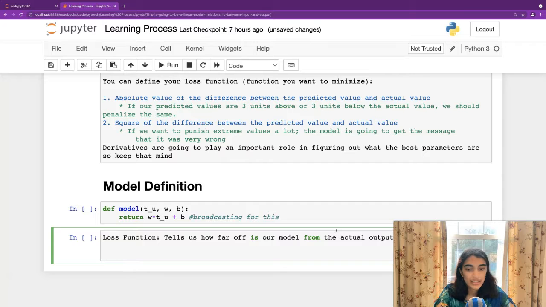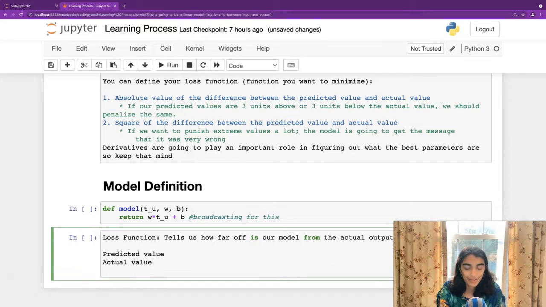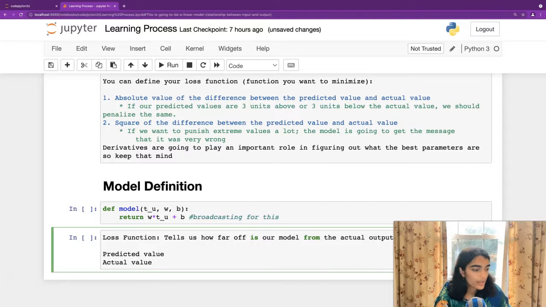We need these to be parameters, because the loss function is based on the difference between the two, right? So we need a way to tell our model that these are the two pieces of information you need. You need the predicted value, and you need the actual value, and we need a way to pass that in. That way is to pass in parameters, like you may have imagined.